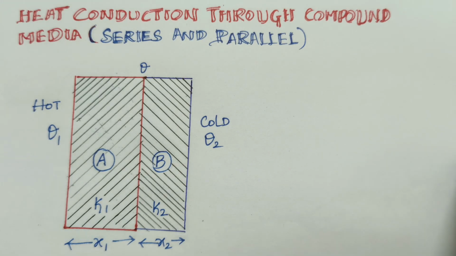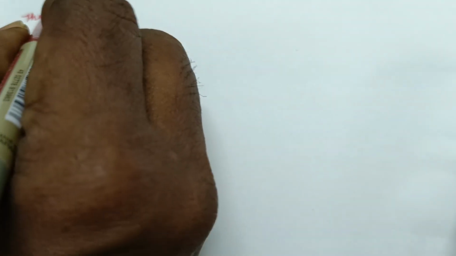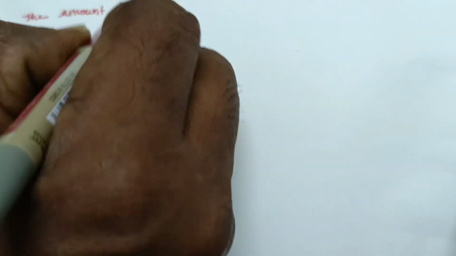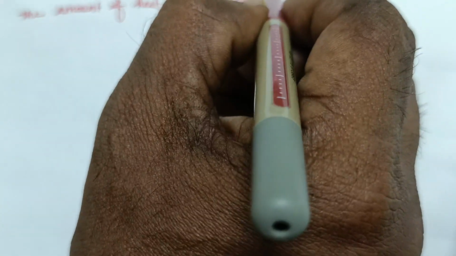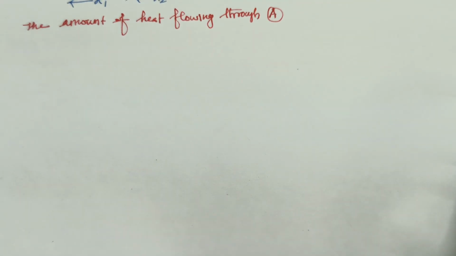After the steady state temperature is reached, first we have to find how much heat is flowing through the material per second. The amount of heat flowing through material A, we have to find.